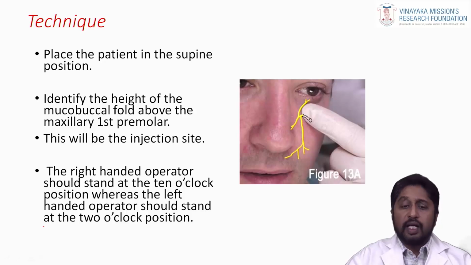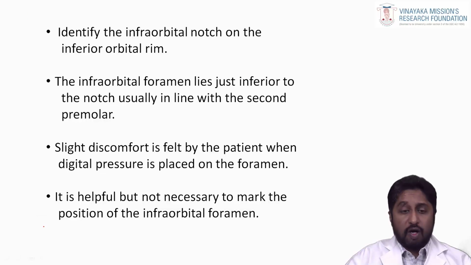So technique, how do you give it? Place the patient in the supine position. Identify the height of the mucobuccal fold above the maxillary first premolar. The maxillary first premolar will be the injection site. The right-handed operator should stand in the 10 o'clock position, whereas the left-handed operator should be in the 2 o'clock position. Identify the infraorbital notch on the infraorbital rim.